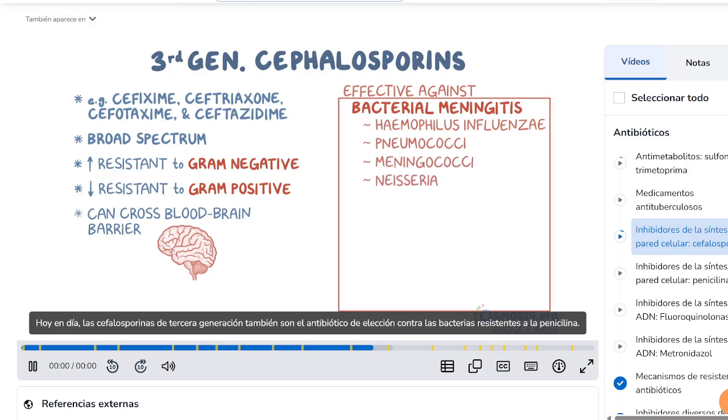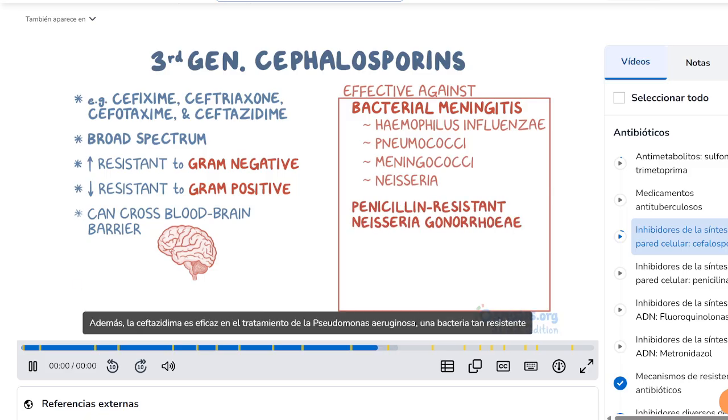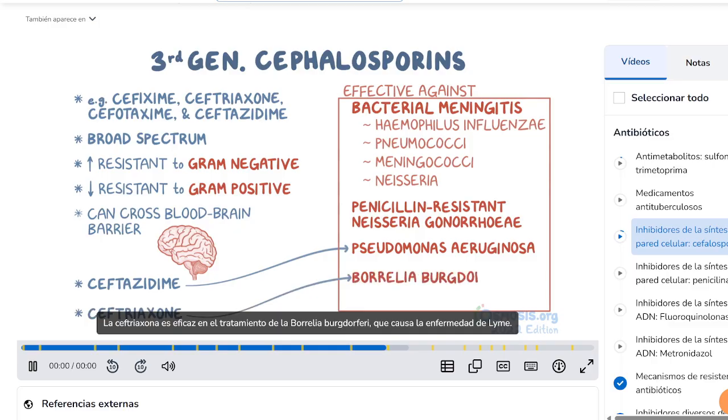Nowadays, 3rd gen cephalosporins are also the antibiotic of choice against penicillin-resistant Neisseria gonorrhoeae. In addition, ceftazidime is effective in treating Pseudomonas aeruginosa, a bacteria so hardcore and resilient, it swims laps in hand disinfectant just to wake up in the morning. Ceftriaxone is effective in treating Borrelia burgdorferi, which causes Lyme disease.